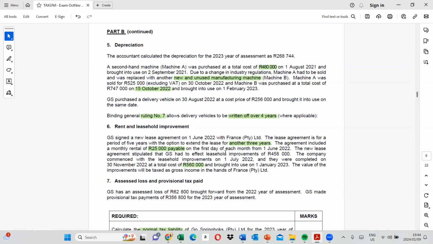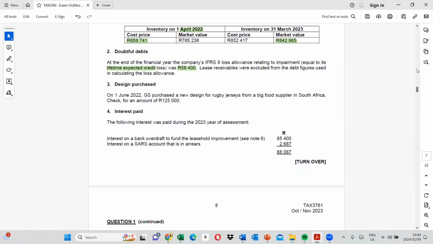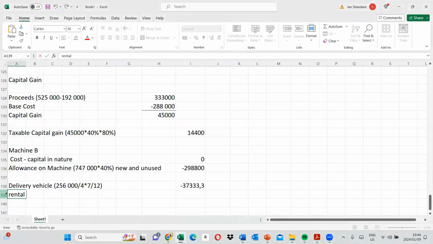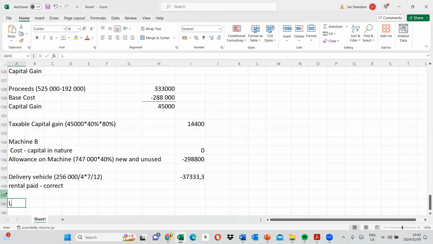So let's first look at the rental that was paid. The rental paid is 25,000 times, so it started on 1st of June, so there was June, July, August, September, October, November, December, January, February, March. So that's 10 months, so 250 times 10. In terms of the rental, it's fine. The rental paid is correct, so everything is fine. No adjustment.